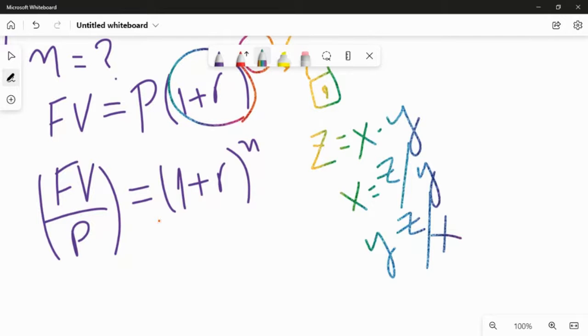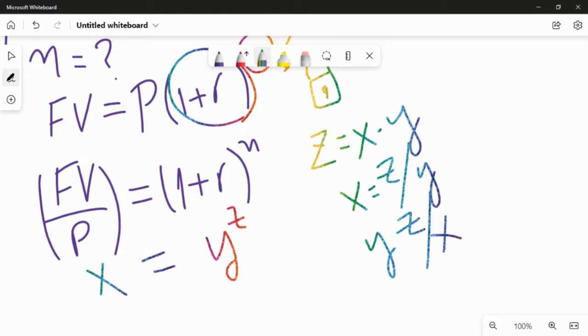Hmm? No, you can't. No? Yeah? What do you mean, yeah? You can identify that structure? I was thinking FVP equals one is one, and then one plus R is another one, and then N is the third one. So FVP is X, one plus R is Y, and then N is Z. Oh, you're saying this is x and y and z? Yeah, that's what I was thinking.